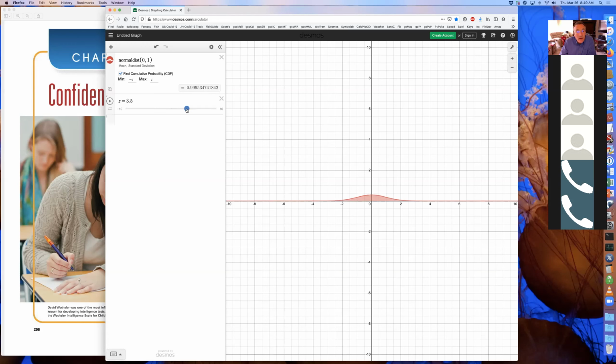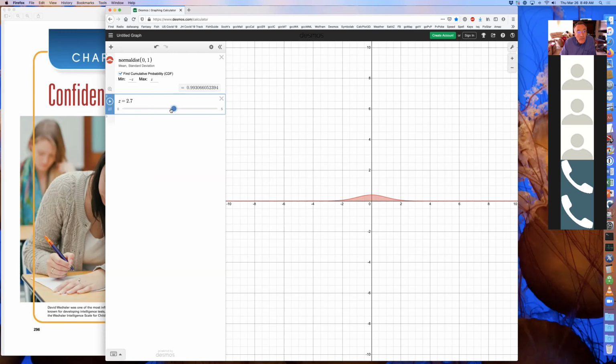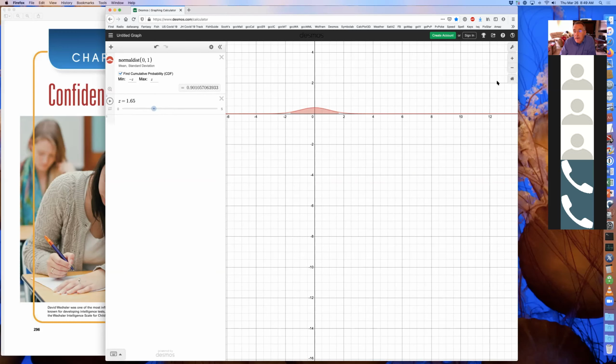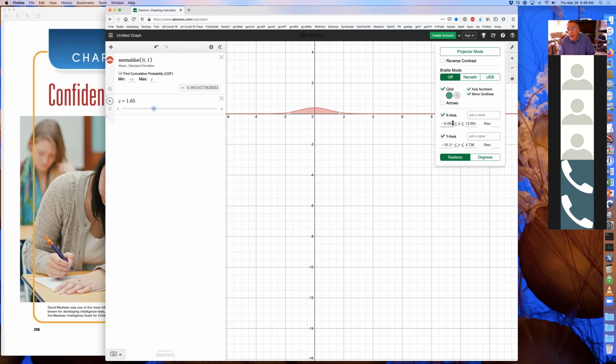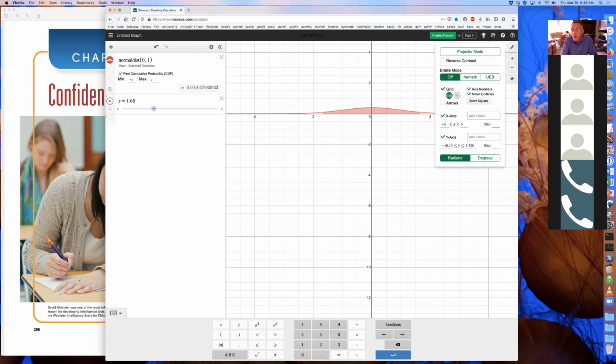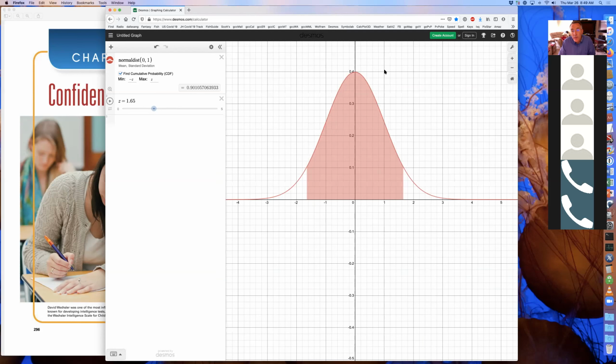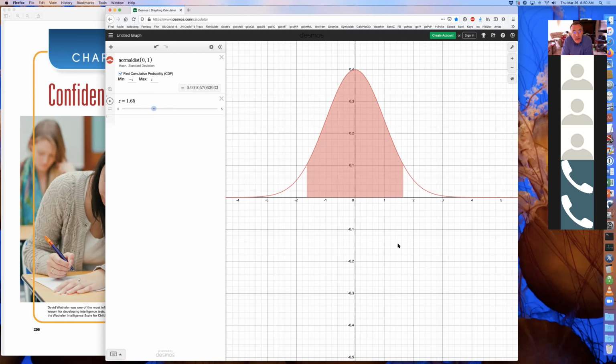We could just keep sliding this around. Let's go from 0 to 5. Here we go. Keep sliding this around until we get pretty close to 90%. Okay, so our Z would be about 1.65. And of course, here it is, shaded in. And if you want that to look a little nicer, you can fix the range here, 0 to 1 maybe. Okay, and then here's a little bit better picture of it. There's 90% of the area.